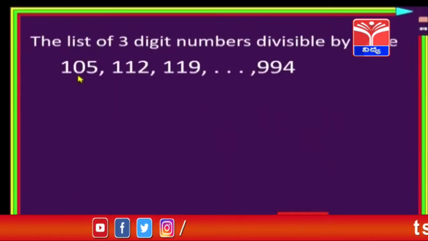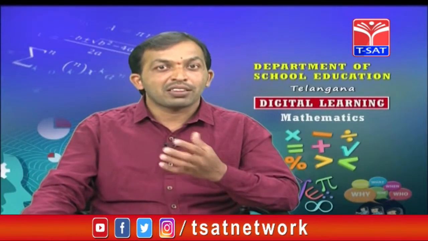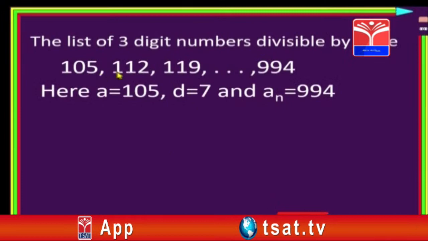By adding 7 to each term, we will get the progression. The first term is 105. If we add 7, we get 112, then 119, and so on up to 994. So these are the 3-digit numbers which are divisible by 7. Now our aim is to find how many such numbers there are. What is the first term? 105, right? And what is the common difference? As it is divisible by 7, the common difference is 7.